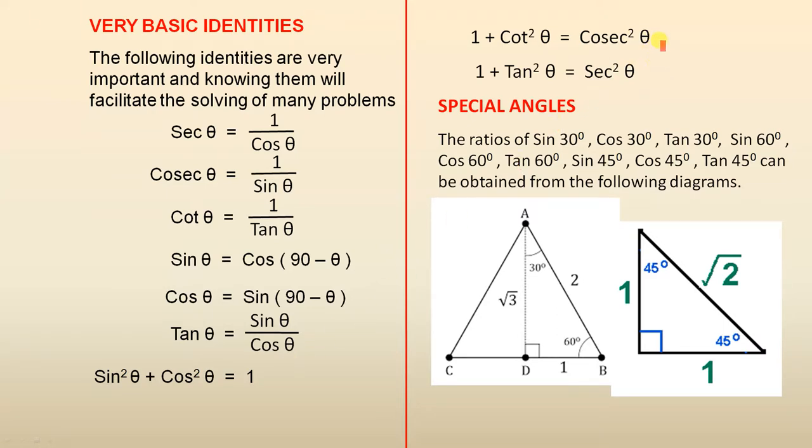We've also seen that sine squared theta plus cos squared theta equals 1. We have these two extra identities here. 1 plus cot squared theta equals cosec squared theta. And 1 plus tan squared theta equals sec squared theta. Now, as far as these special angles are concerned, the ratios of sine 30, cos 30, tan 30, sine 60, cos 60, tan 60, sine 45, cos 45 and tan 45 can be obtained from the following diagrams. So if you memorise these diagrams or how to draw them, you can work out all those problems here, all those identities.